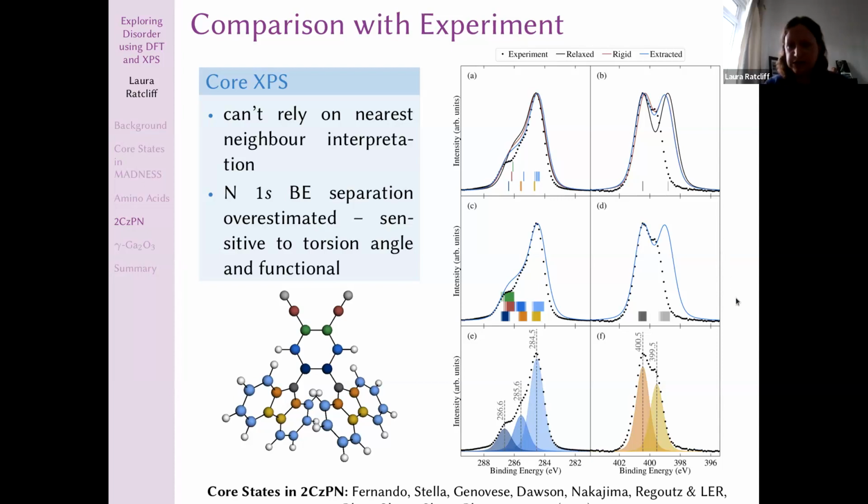So it would be interesting to see what would happen if we would also measure the XPS on a disordered sample. But in either case, using this approach, we get to see the effects of the disorder on the spread of core binding energy as compared to just looking at the gas phase relaxed molecule, for example. So this approach enables us to learn some new things about disorder in 2CZPM.